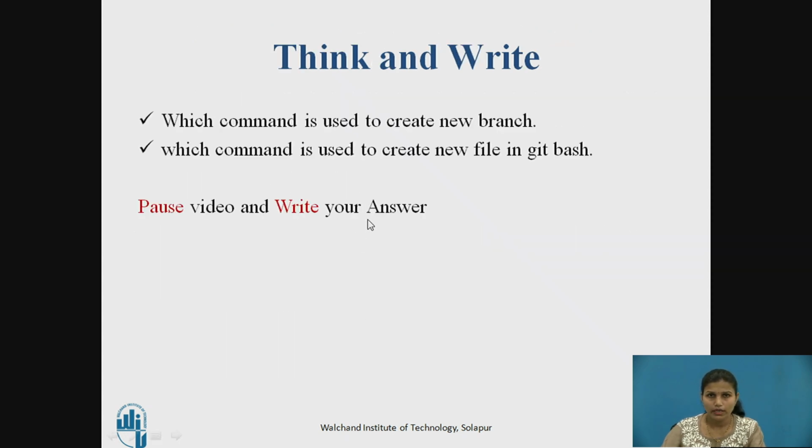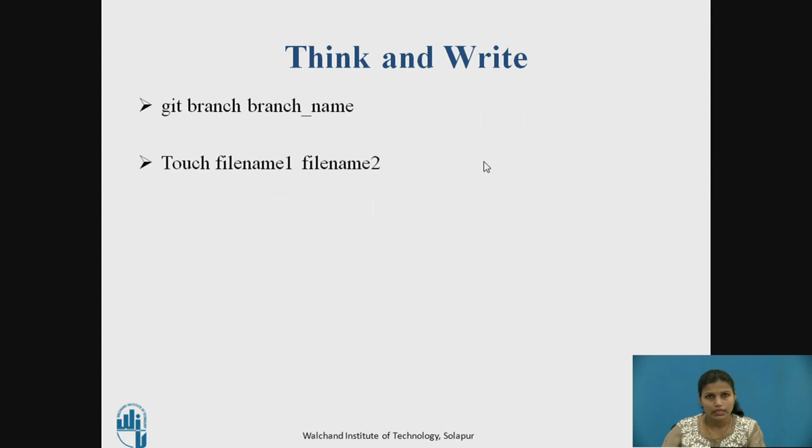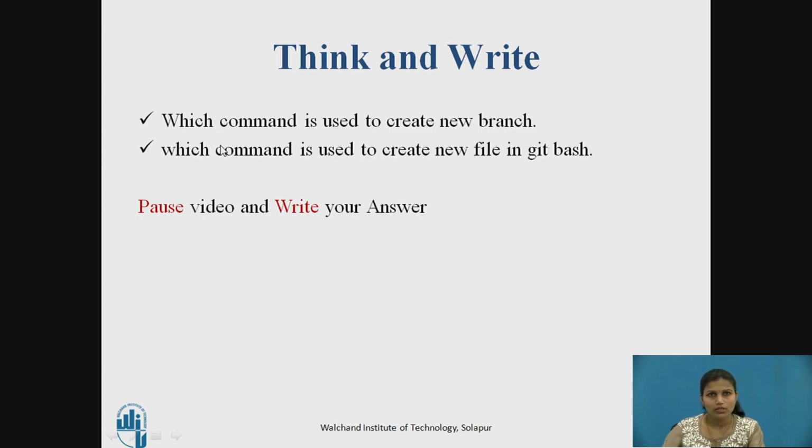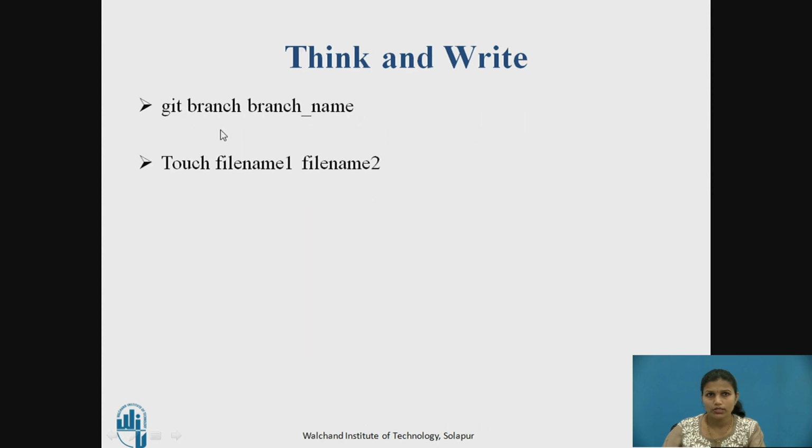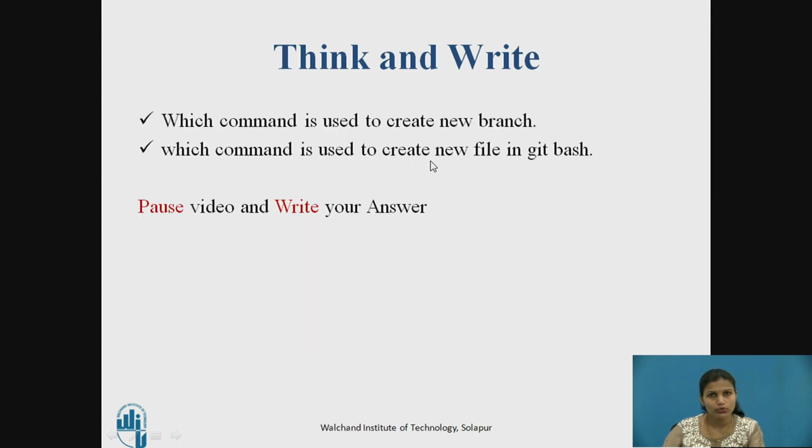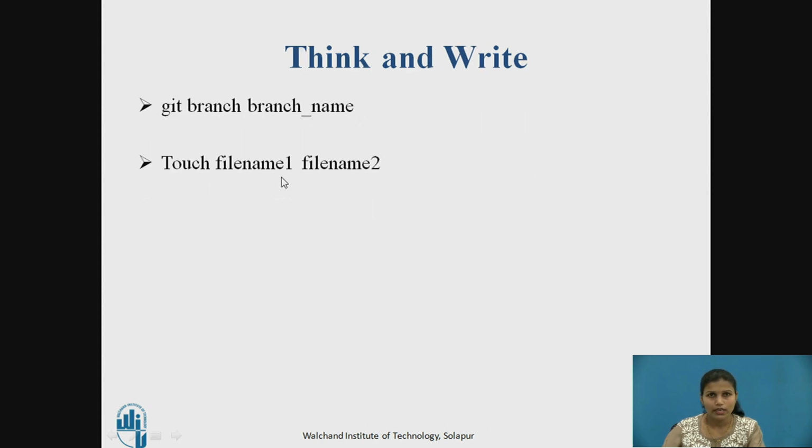Pause the video and write your answer, students. Which command is used to create a new branch and which command is used to create a new file in Git Bash? The answer is, the command used to create a new branch is git branch name, and the command used to create a new file in Git Bash is touch file name 1, file name 2. You can create any number of files over here.